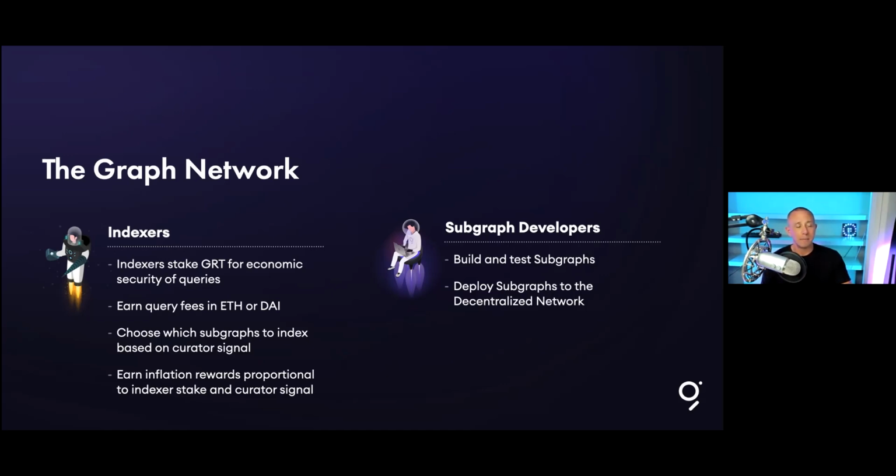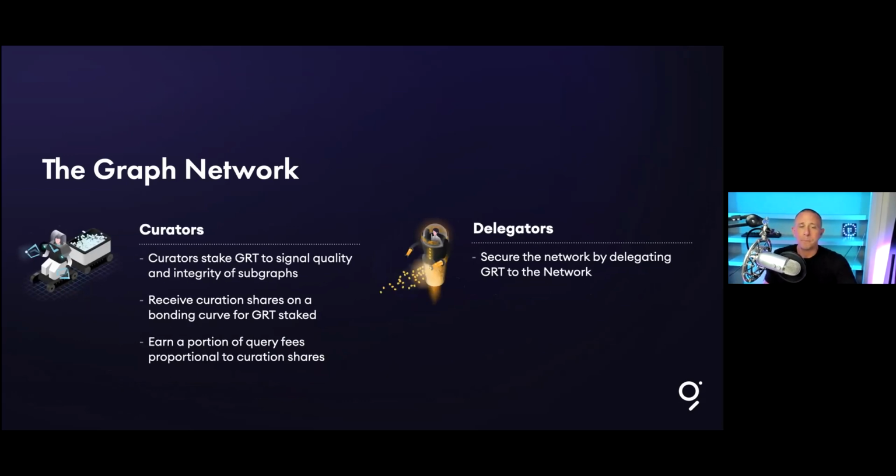So if you wanted to make money, you could literally go and find an indexer that is performing improperly and essentially flag them, and they would be slashed, and you would earn a portion of that slashing. We also have subgraph developers, and that's what we're going to be focusing on today. Subgraph developers are the developers that just build APIs and deploy them to the network.